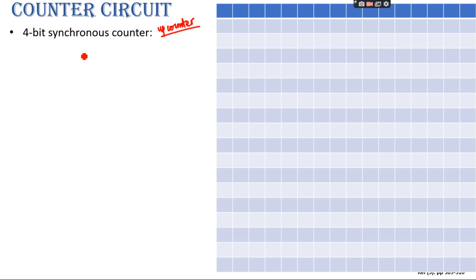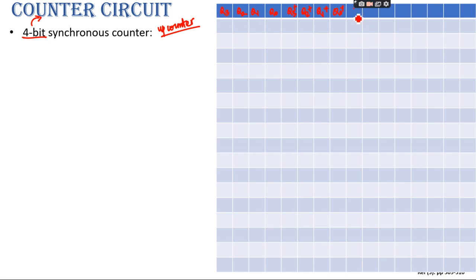So for a 4-bit up counter, as I said before, for each bit you need to have a flip-flop. So a 4-bit synchronous counter means you need 4 flip-flops. So it should be Q3, Q2, Q1, Q0. That defines my present state. And then you will have Q3 plus, Q2 plus, Q1 plus, and Q0 plus. That should be my next state.